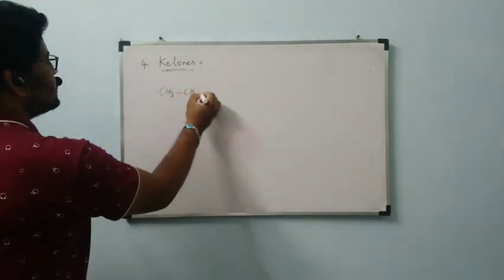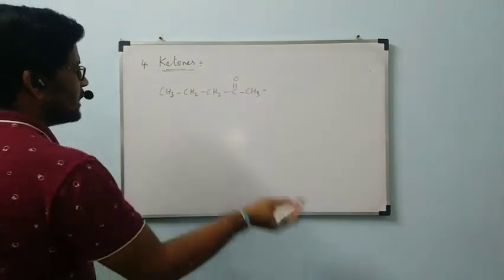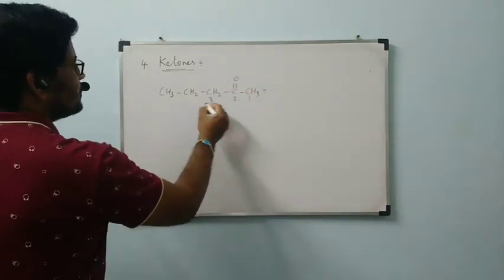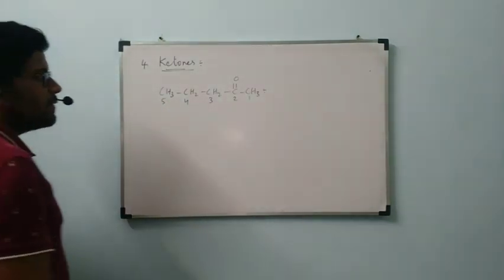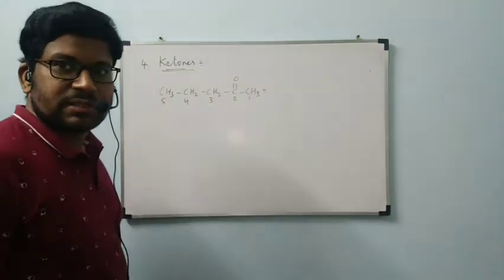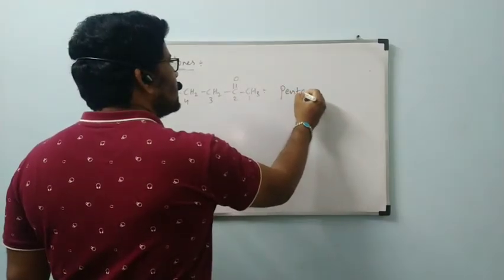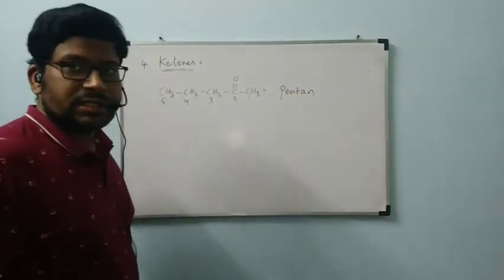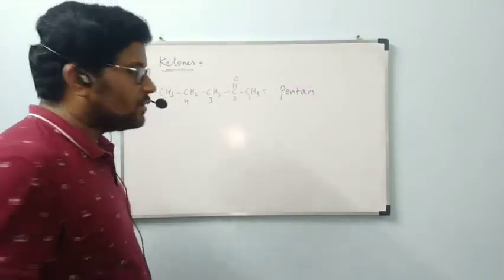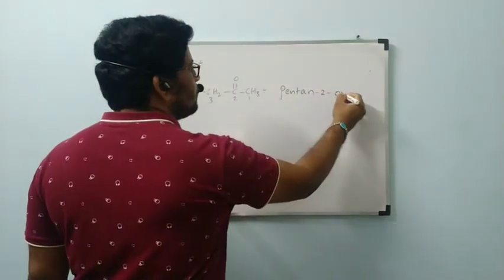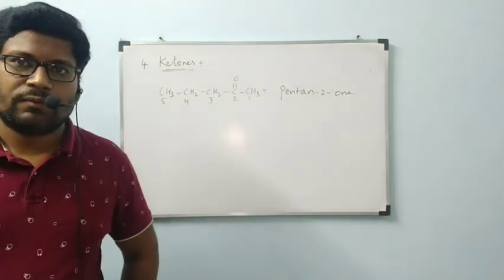CH3, CH2, CH2, C double bond O, CH3. Right to left again, numbering 1, 2, 3, 4, 5. 5 carbons. On the second position we have C double bond O. Total number of carbons, 5 carbons are there. 5 carbons means root word pent. An, because C double bond O is not unsaturated. Saturated only. C double bond O is not considered as unsaturated. Okay, pentan-2-one. The name of this compound will be pentan-2-one.